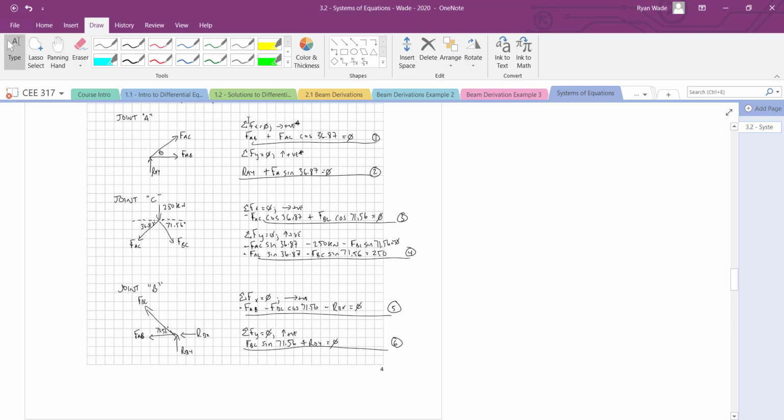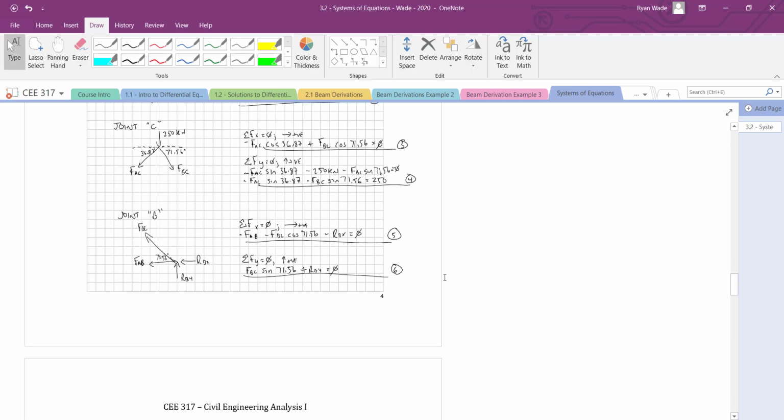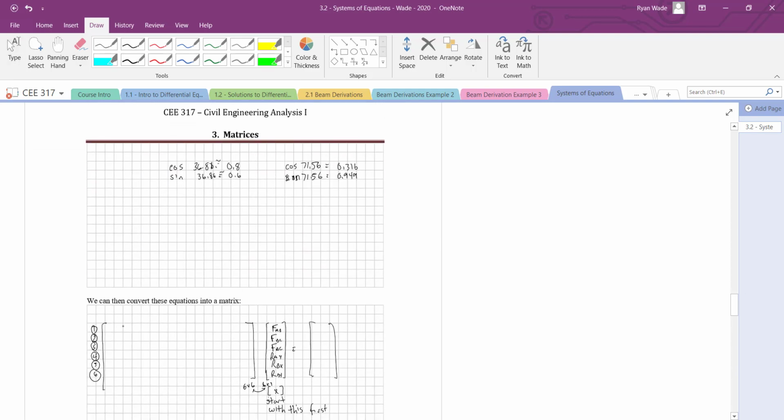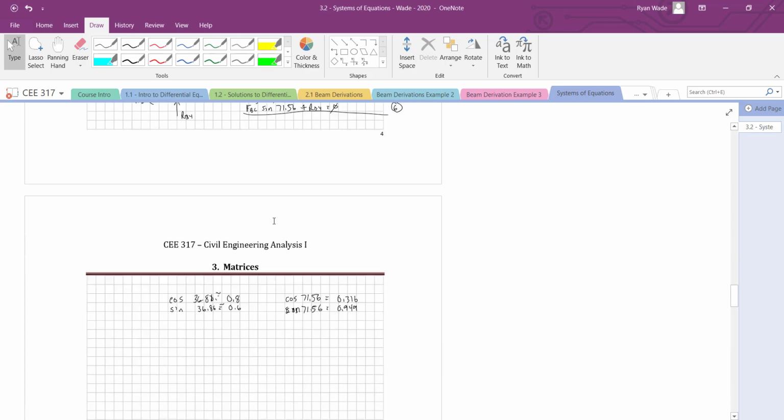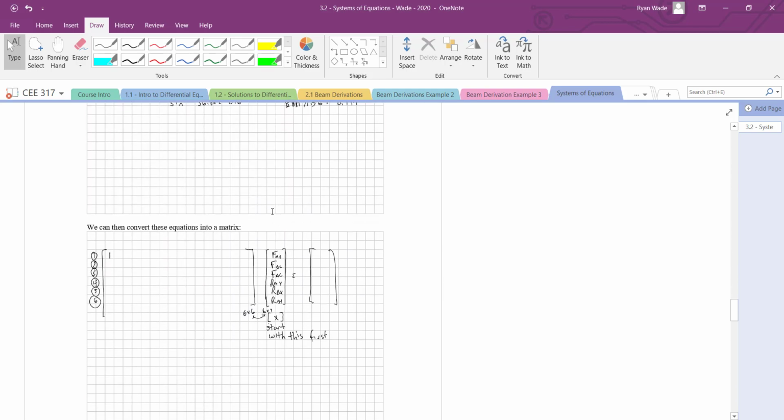For equation 1, we have FAB plus FAC times cosine 36.86 equals 0. So I've got FAB, which is 1, plus FAC times cosine of 36.86. I don't have an FBC in there. I have an FAC, and then I don't have any of the RAY, RBX, or RBY, so I'm going to have 0, 0, 0. And that equation is going to be equal to 0.